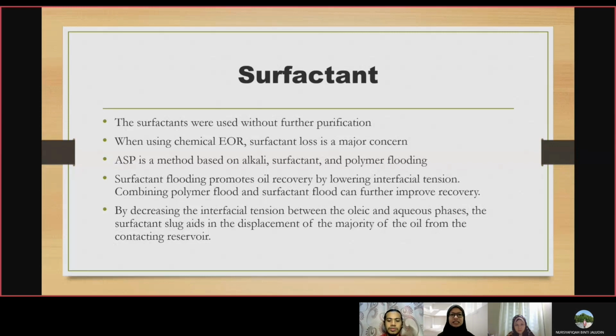As for the ASP, alkaline surfactant polymer is a method based on alkali, surfactant and polymer flooding. Surfactant flooding promotes oil recovery by lowering interfacial tension. Combining polymer flooding and surfactant flooding can improve the oil recovery. By decreasing the interfacial tension, the surfactant slug aids in the displacement of the majority of the oil from the contacted reservoir.